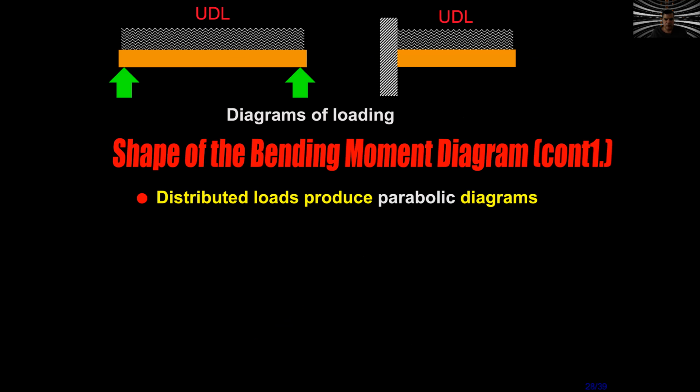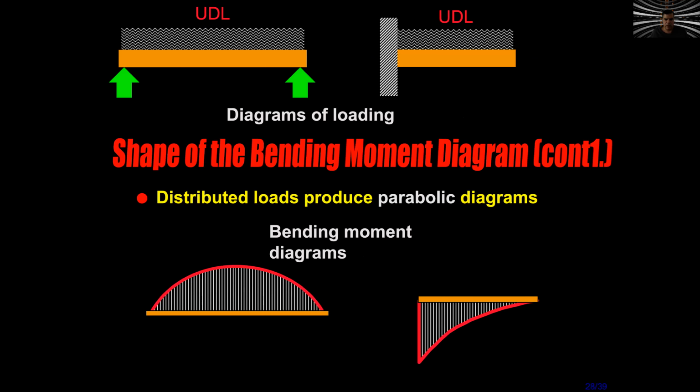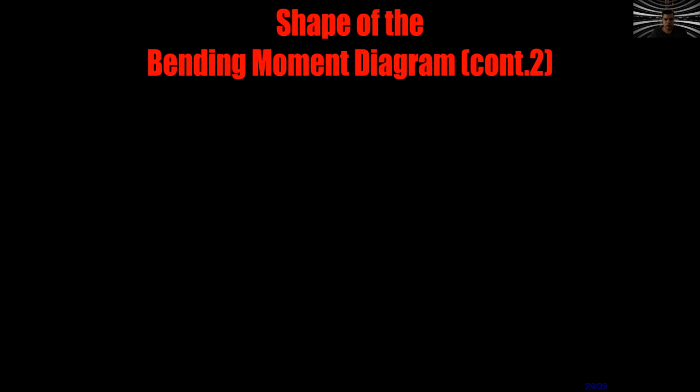Well, distributed loads, on the contrary, will produce a parabolic diagram. I think that the video where it's explaining what type of diagrams we get, that is the last video on YouTube in this chapter 2, will help you to understand this a little bit better.